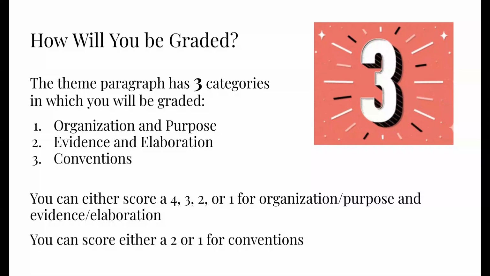First of all, how will you be graded? The theme paragraph has 3 categories in which you will be graded: organization and purpose, evidence and elaboration, and conventions. You can either score a 4, 3, 2, or 1 for organization, purpose, and evidence elaboration. You can score either a 2 or a 1 for conventions.